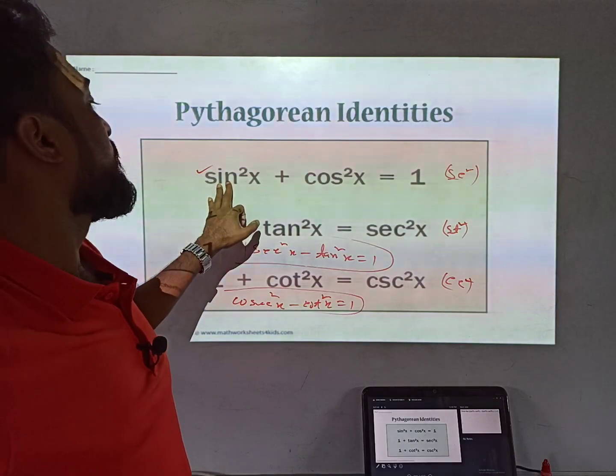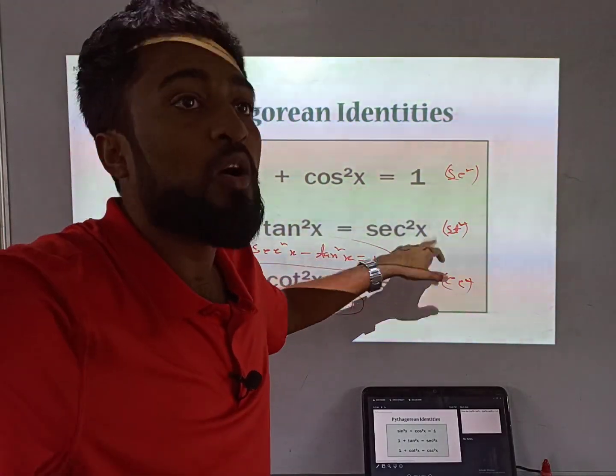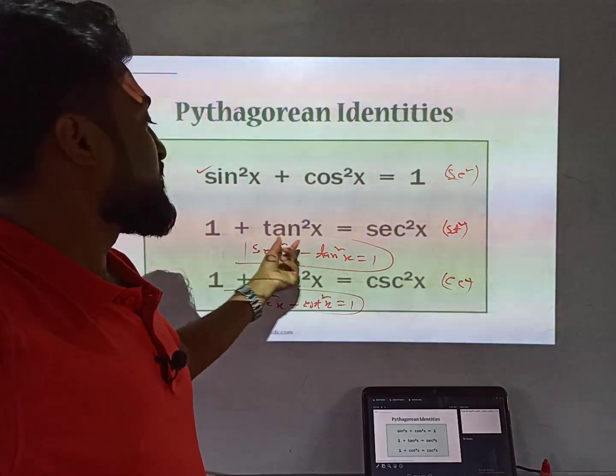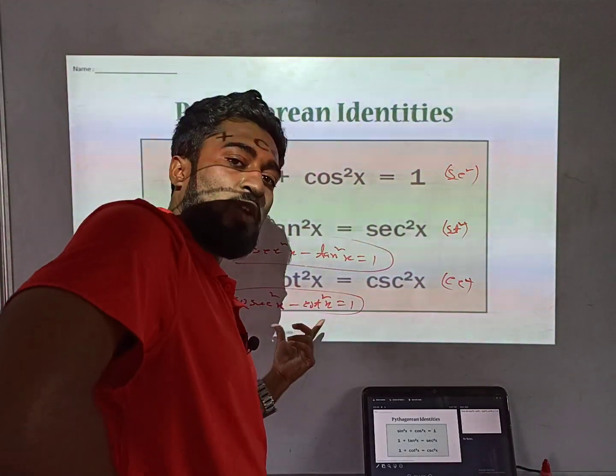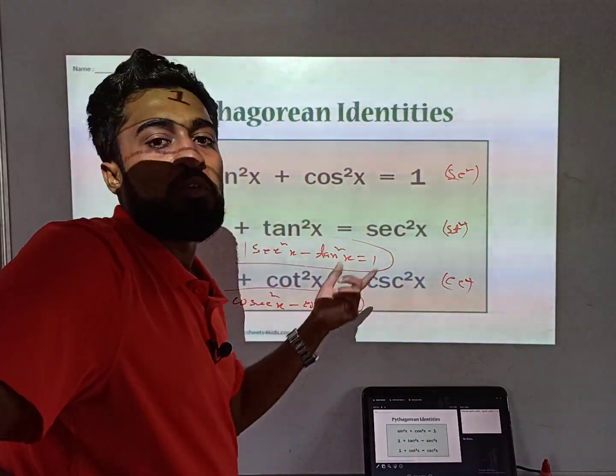So what I know: sin square plus cos square equals 1. The second one is sec square minus tan square equals 1, or you can say 1 plus tan square equals sec square. And the third one is cosec square minus cot square equals 1, that is CC square, or you can say cosec square theta is 1 plus cot square theta.